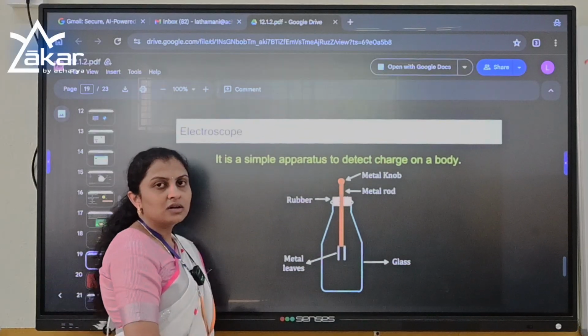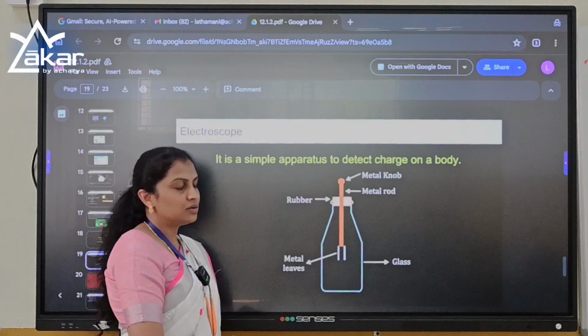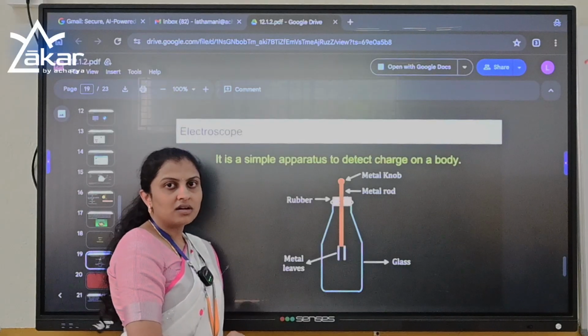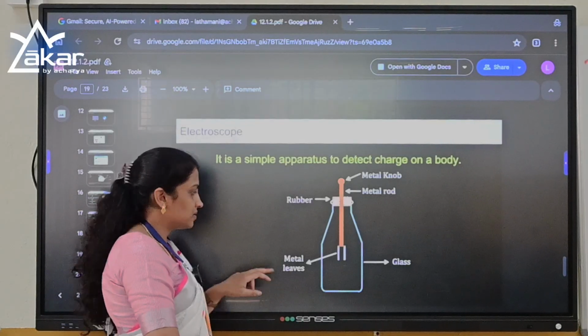So this is one of the examples of an electroscope. This is one of the experiments to detect the charge on a body.